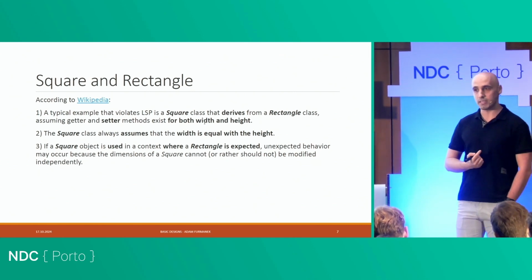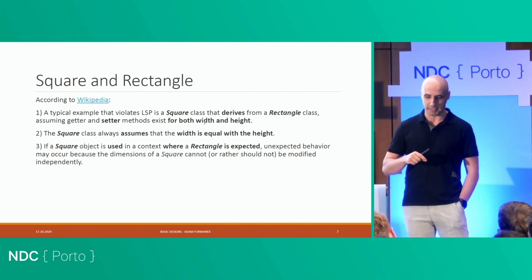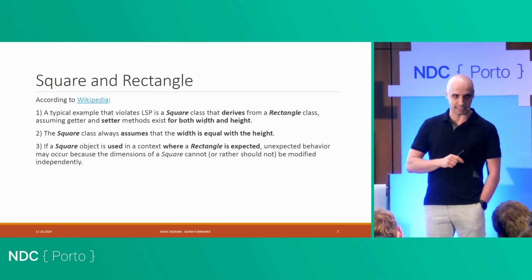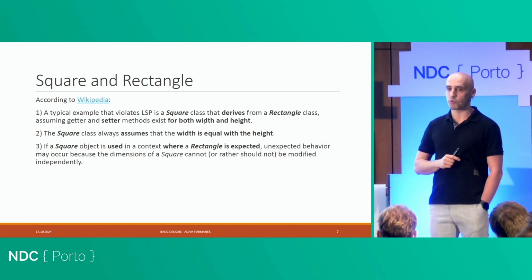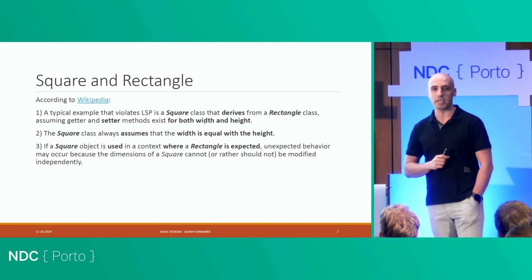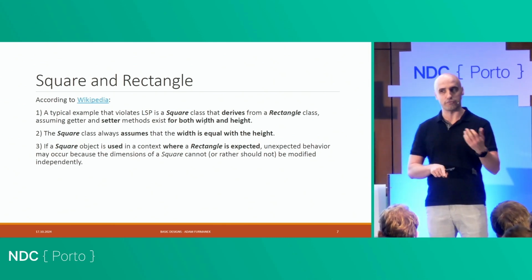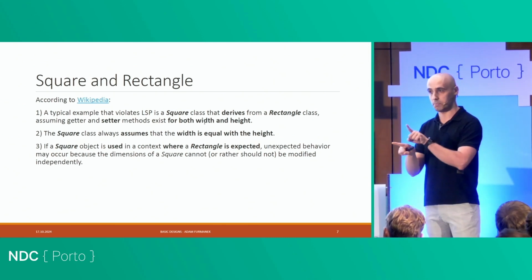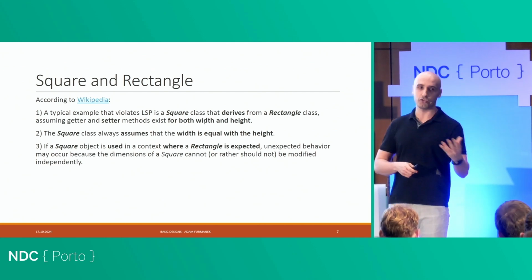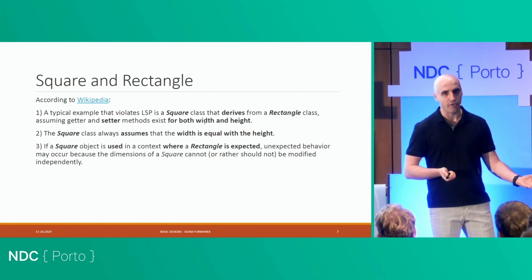And now Wikipedia tells us that square, if we use it in a context where rectangle is expected, then we may break the LSP. That is because in square, we cannot change both sides independently. We can do that for the rectangle. We can change both sides independently. We can't do that for square, okay? And this breaks LSP. So far, so good.